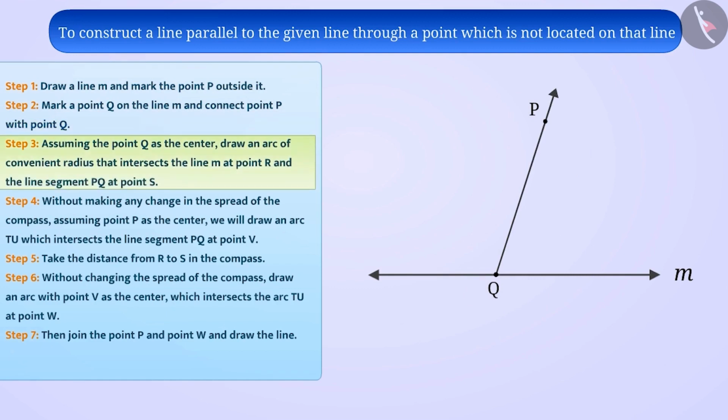Step 3. Placing the pointed end of the compass at Q and with Q as center and a convenient radius, draw an arc cutting M at R and PQ at S. Step 4. Now, with P as center and the same radius as in step 3, draw an arc TU cutting PQ at V.